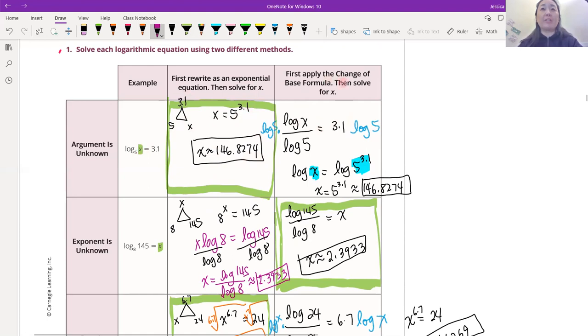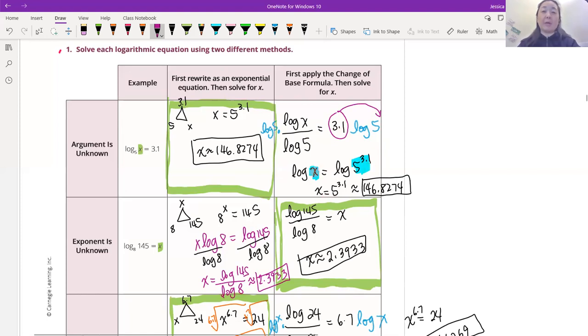When we do it with the change of base formula, remember it's log of x over log of 5. The base goes on the bottom, and it is equal to 3.1. We have this log 5 on the bottom, so we're just going to multiply both sides by log 5. Right here, we get log of x is equal to log of 5 to the 3.1, taking this 3.1 back as an exponent.